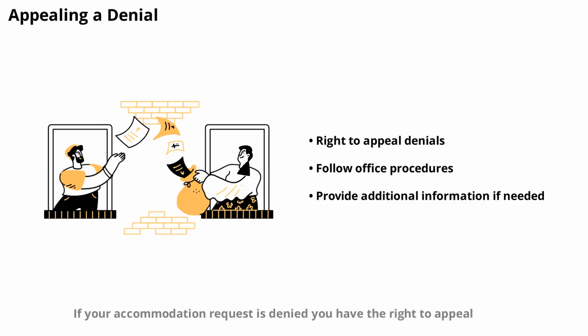If your accommodation request is denied, you have the right to appeal. Most state offices have a formal appeals process, which may involve submitting a written appeal or requesting a review by a higher authority. Be sure to ask about deadlines and required documentation. Persistence can pay off. Many denials are overturned on appeal when more information is provided.